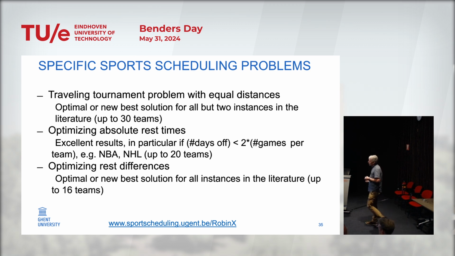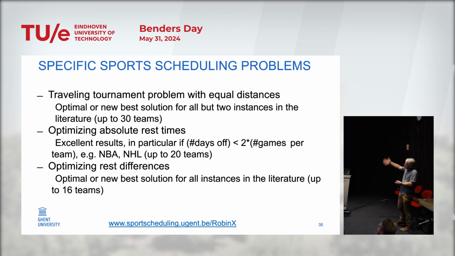The bottom one, where we optimize rest differences, is different because there you have to know your opponent. Rest difference, well, you look at how many days your opponent has rested and how many days you have rested, and the difference between that is called unfair, right? If your opponent has rested more than you, it's unfair. So we want to minimize this difference in rest time here. And of course, for that, you need to know the opponent. So you have to look at the subproblems too. They also determine the objective function. But also here we have optimal and new best solutions for all instances in the literature up to 16 teams.